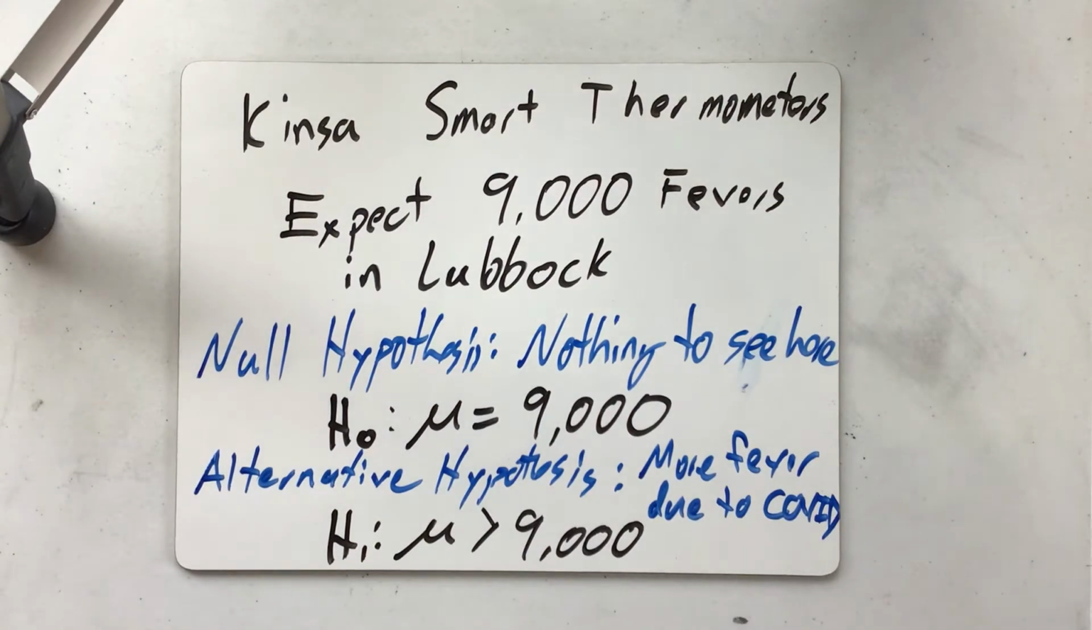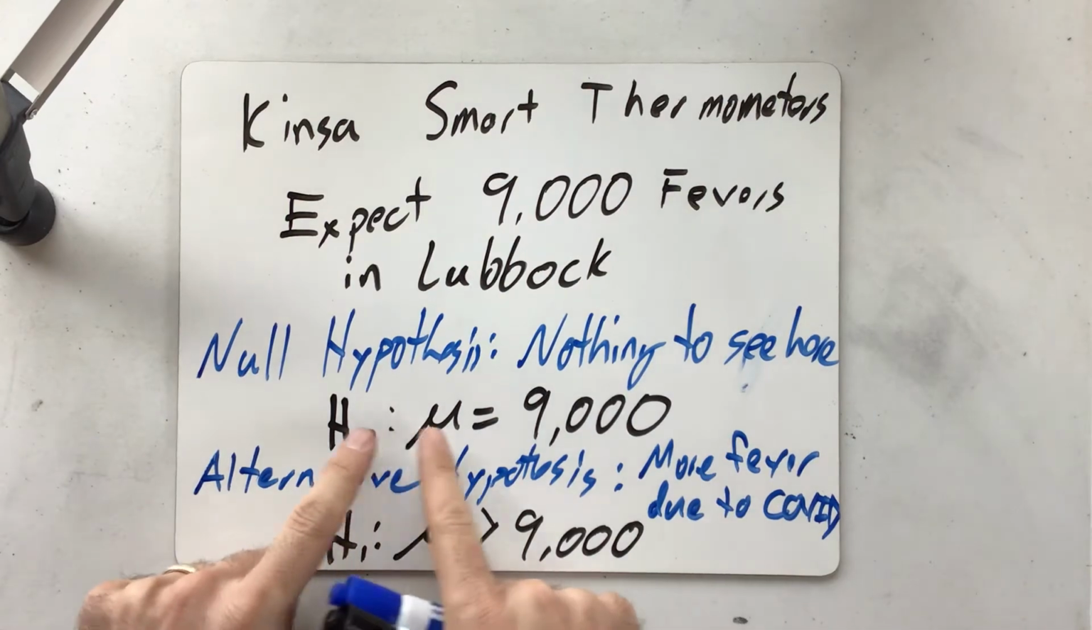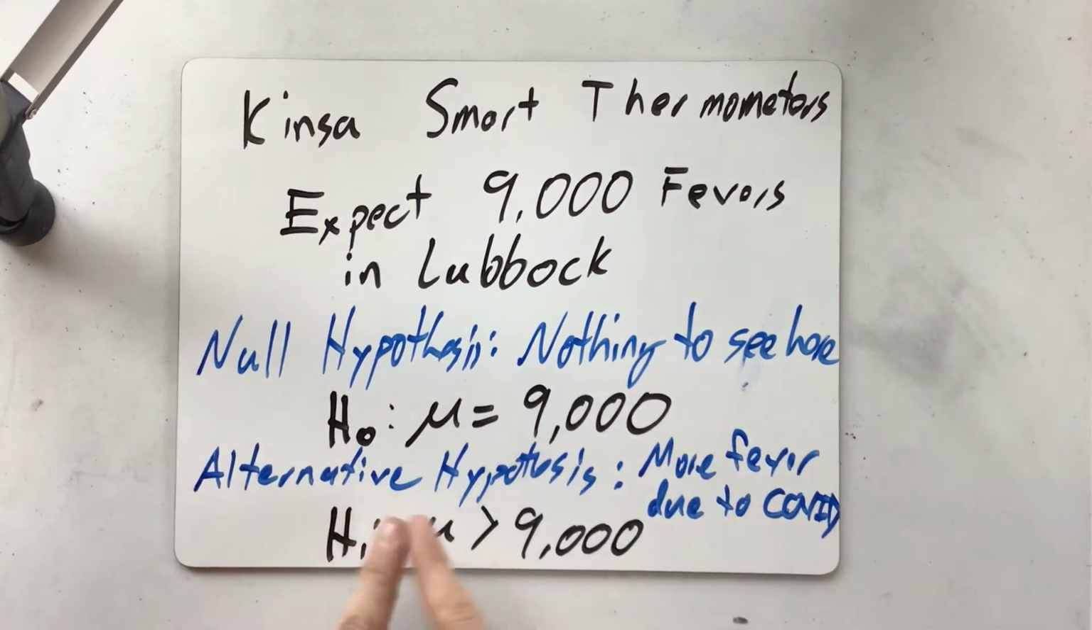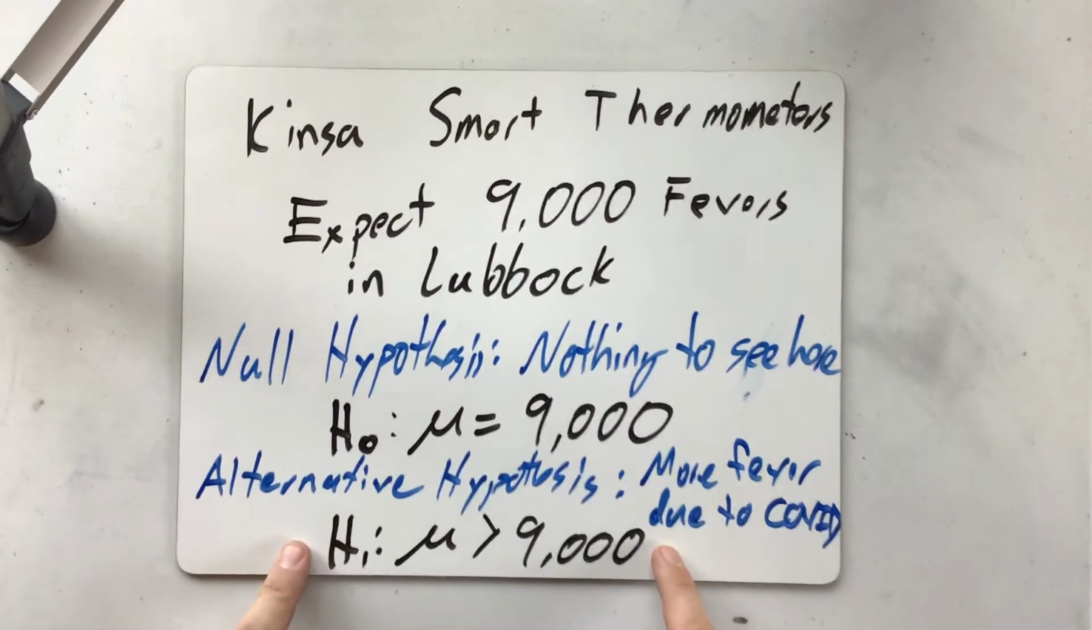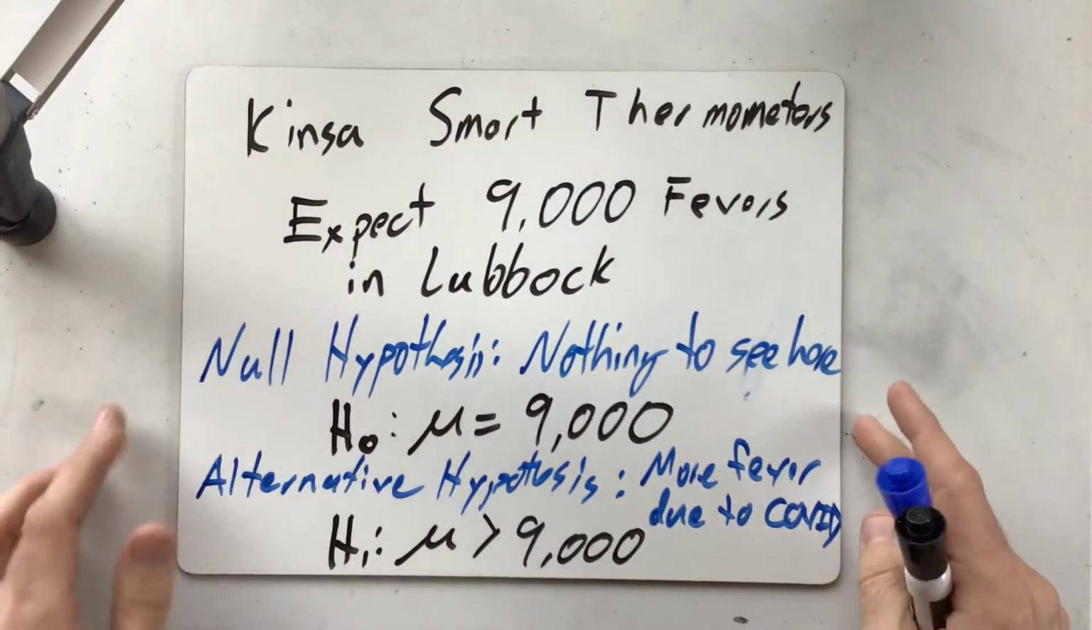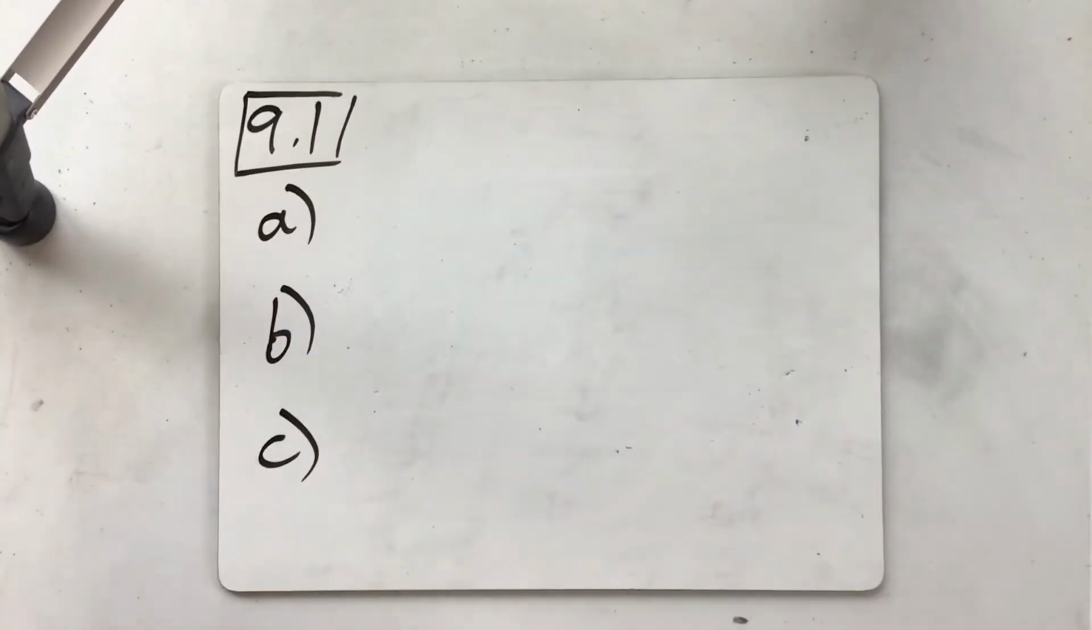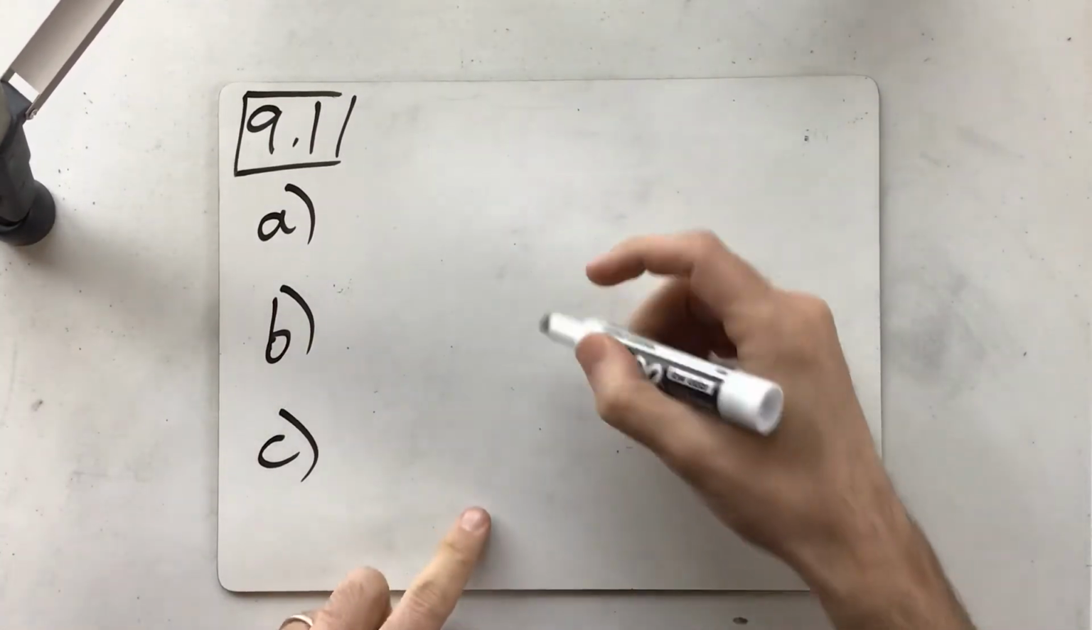So the first part in doing any sort of research study is to say, what would be the answer if nothing interesting is happening? What would be the answer if something interesting is happening? Okay, so what I want you all to do is read those first three problems on exercise 9.1. Exercise 9.1 has three problems. I want you to read those.